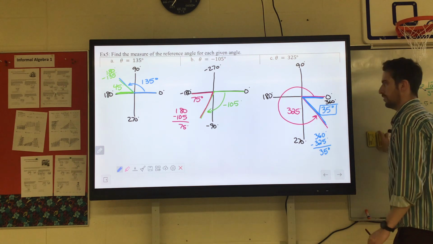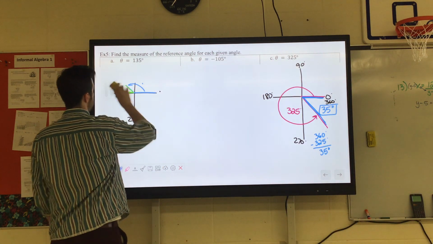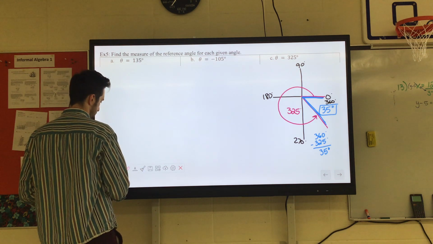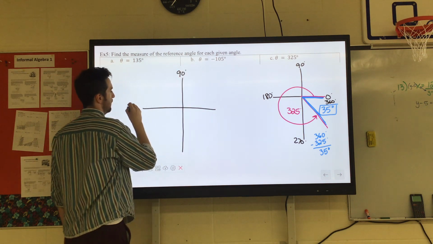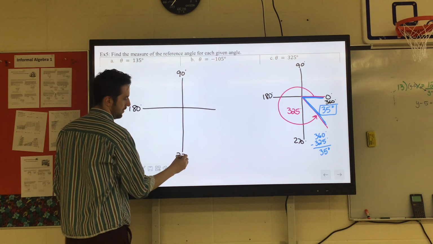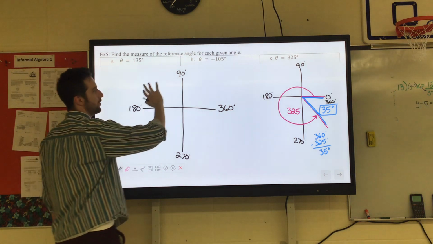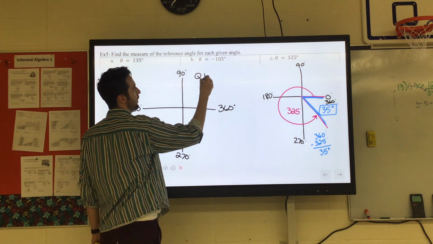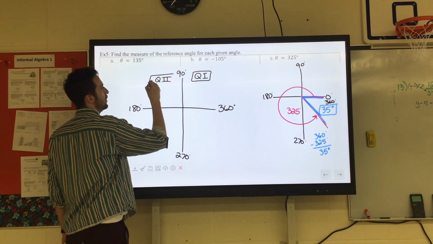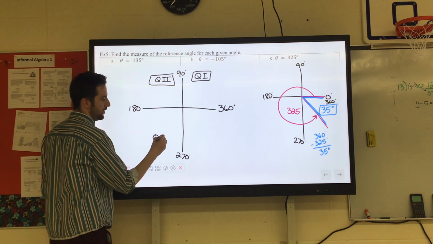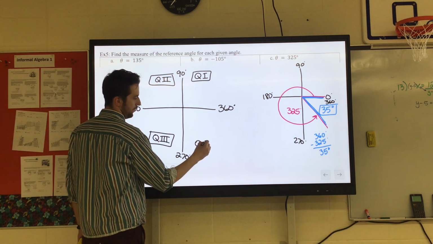So let me draw something here for you guys that you can kind of reference back to. Zero or 360. So this top right zone is called quadrant 1. The top left zone is called quadrant 2. Down here is called quadrant 3. And this last one is quadrant 4.